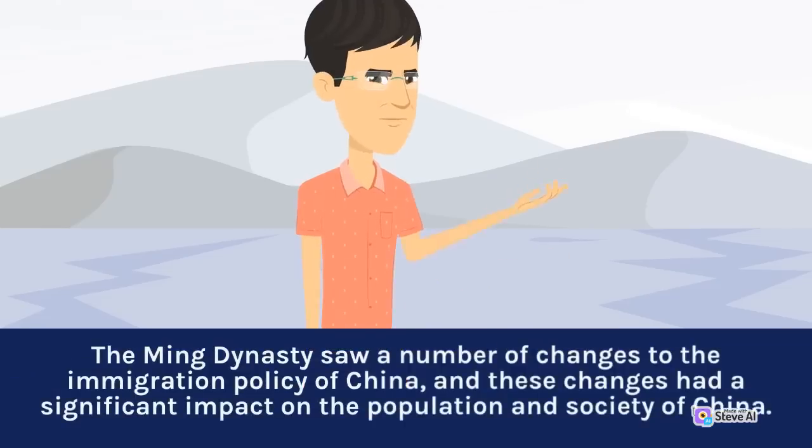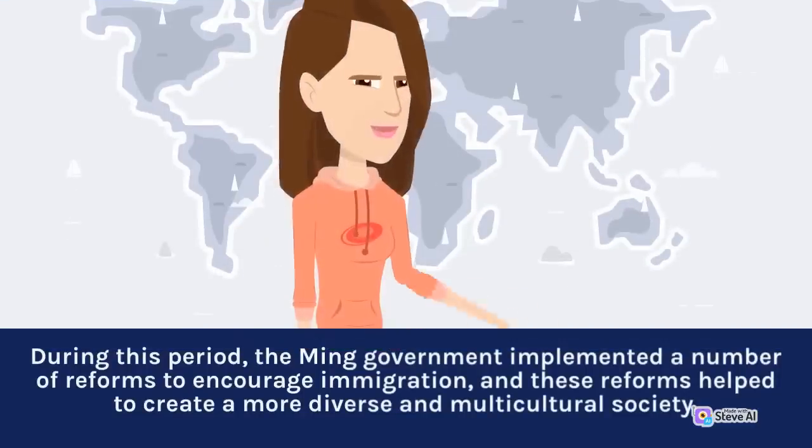The Ming Dynasty saw a number of changes to the immigration policy of China, and these changes had a significant impact on the population and society of China. During this period, the Ming government implemented a number of reforms to encourage immigration, and these reforms helped to create a more diverse and multicultural society.